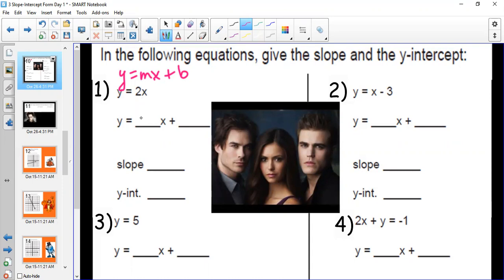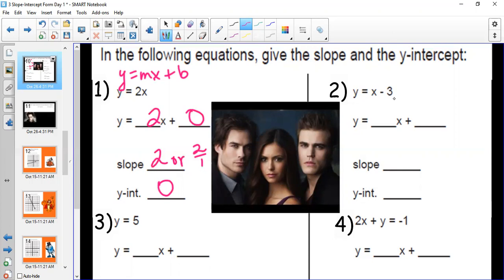So if you look down below, obviously 2x, and then we don't have plus anything, so we're going to fill that in with a 0. Okay, so the slope here would be 2. A lot of times we like to make fractions of the slope, so you could have 2, or you could have 2 over 1, which will help us eventually for our graphing. And then the y-intercept here would be 0, or right at the origin is where this graph would start.